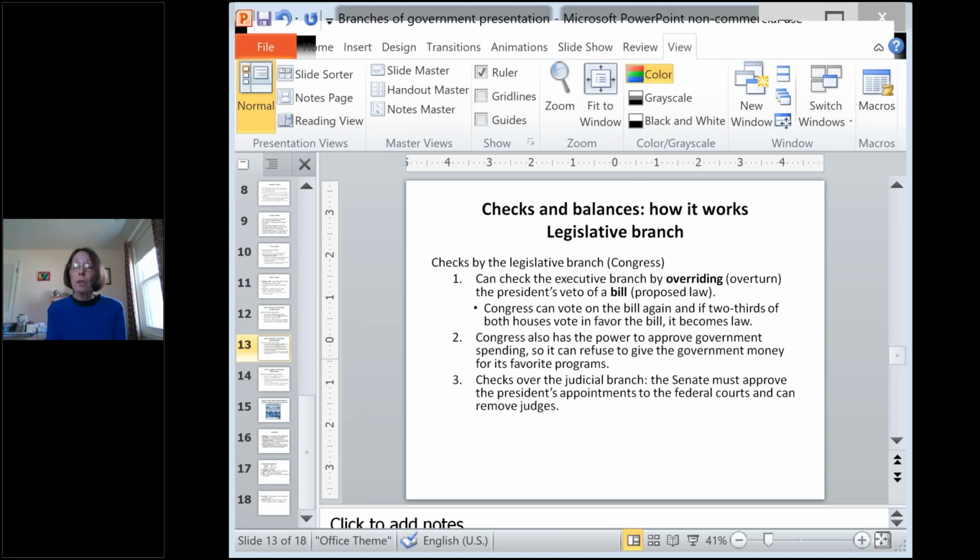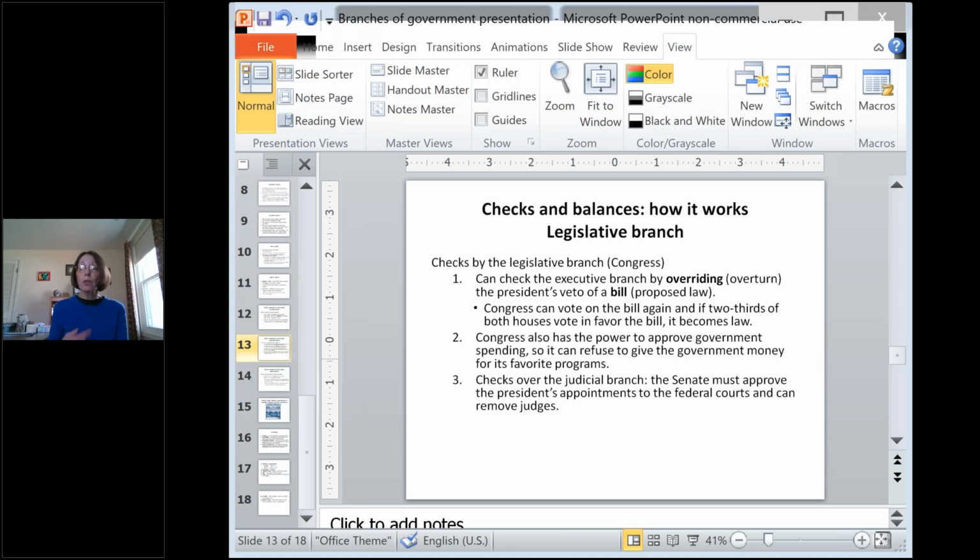Congress also has the power to approve government spending. So it can actually refuse to give the government money for its favorite program. Let's say the president wants money for a favorite program in defense or education or housing or whatever it is, and Congress doesn't want to spend that much money. They think it's too much money. Often what happens is they'll give the government less money, because the executive branch is responsible for coming up with a budget, and often Congress will not give them as much as they want.